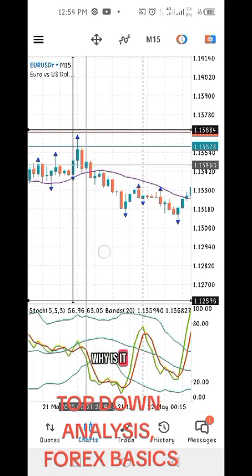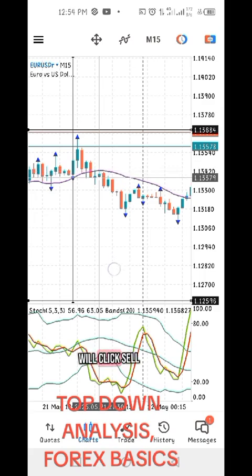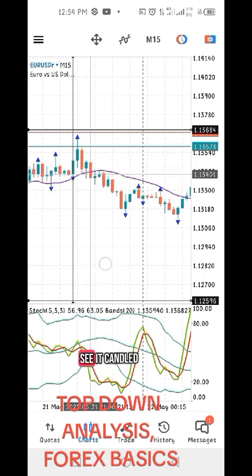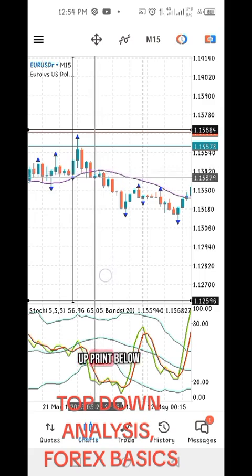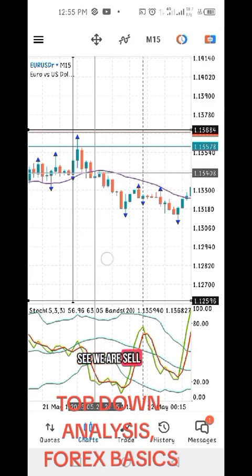Can you see it? So now I want to sell, but before I click sell, I want to see a candle that prints below this line. In fact, that's why you can always set it. I can just set it and say, yeah, sell anytime I see a candle that closes below this line. Are you getting it now?